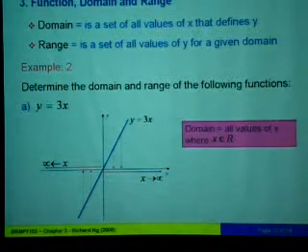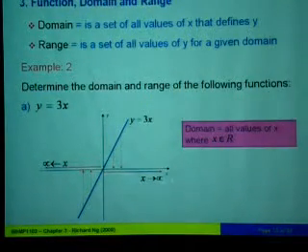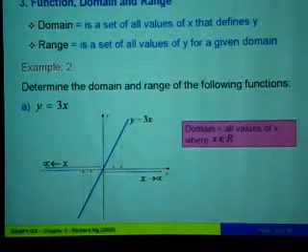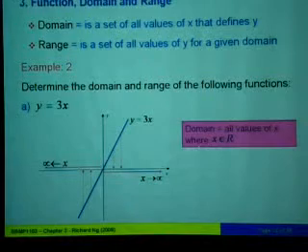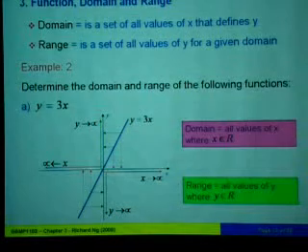So therefore we can conclude that for this graph, the domain is equal to all values of x. There's no ending, as long as x is a real number. So x can be any value as long as it is a real number. Okay? Now what about the range?